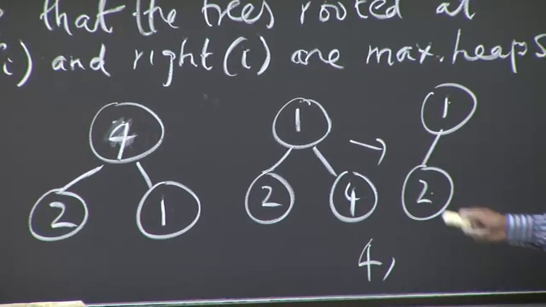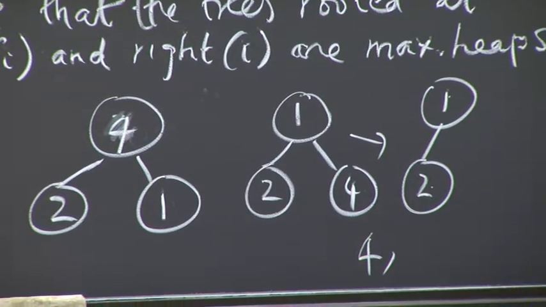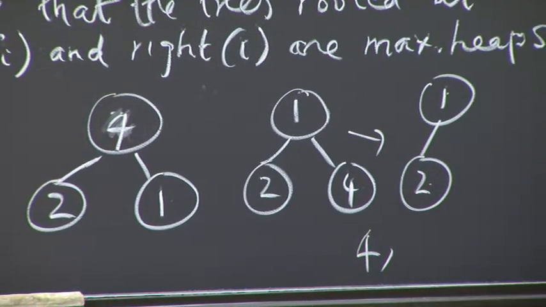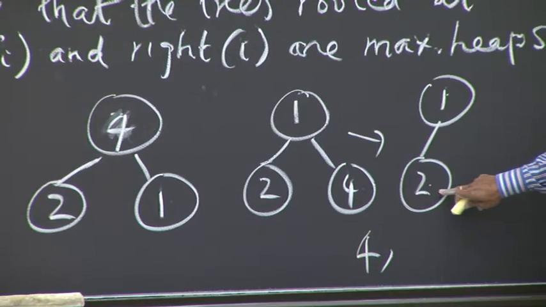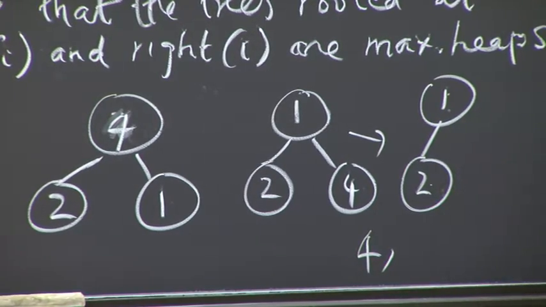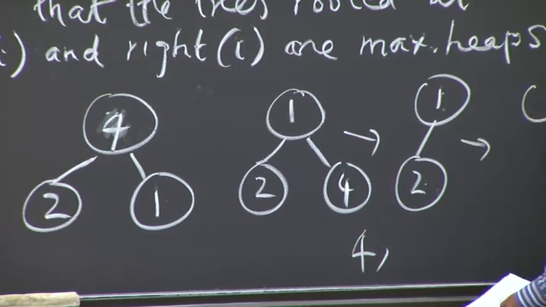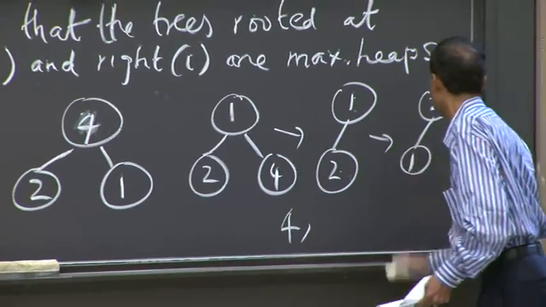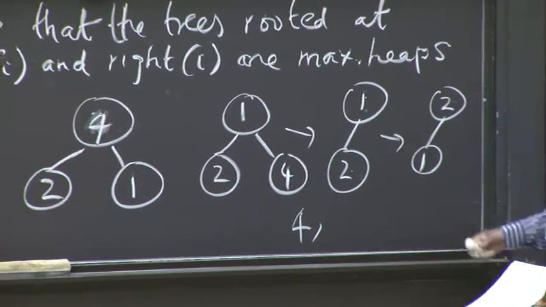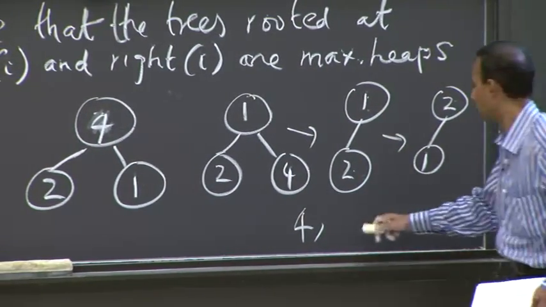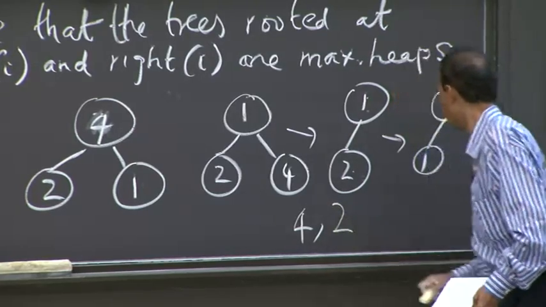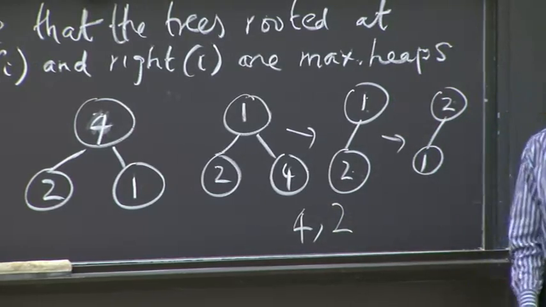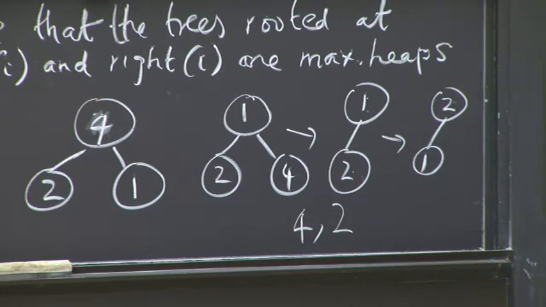Now I look at 1 and 2, and this is obviously not a max heap, but I know that the children are max heaps, so I can run max heapify on this, and what this turns into is 2 and 1. Okay? And at this point, I know that the max is the root because I've run max heapify, and I take 2 out, and after this, it becomes trivial, but that's the general algorithm.